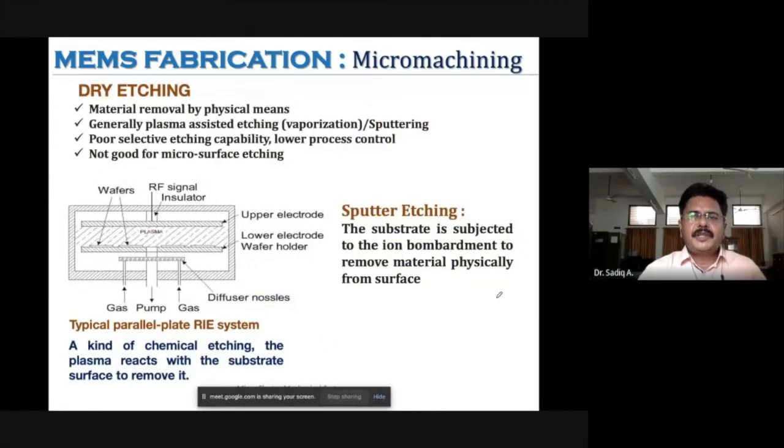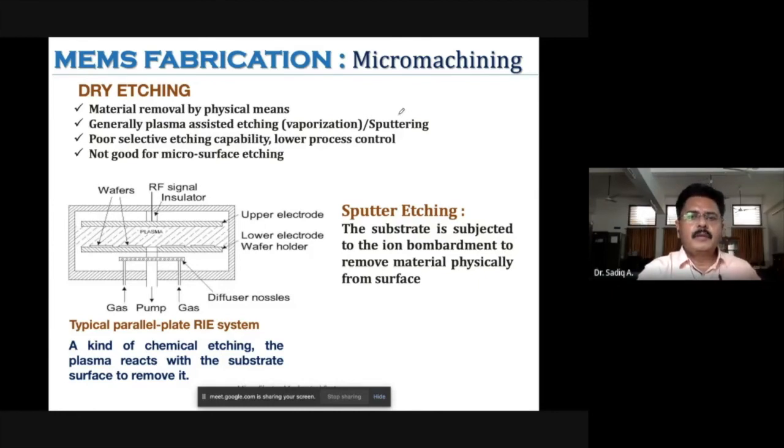Another category of micromachining is dry etching. As we know, dry etching does not use liquid chemicals to remove material. So dry etching means material removal is happening by physical means. Generally, plasma assisted etching, vaporization or sputtering can be done to remove material. We have seen vaporization, that is, metal is removed from a surface by heating. Sputtering is removal of material by knocking it out using high energy particles.